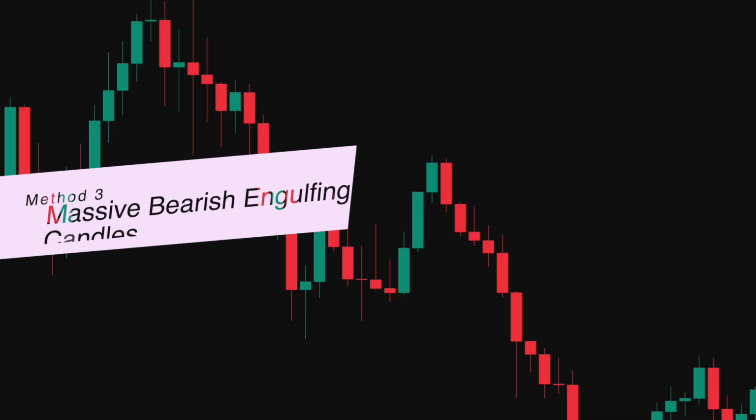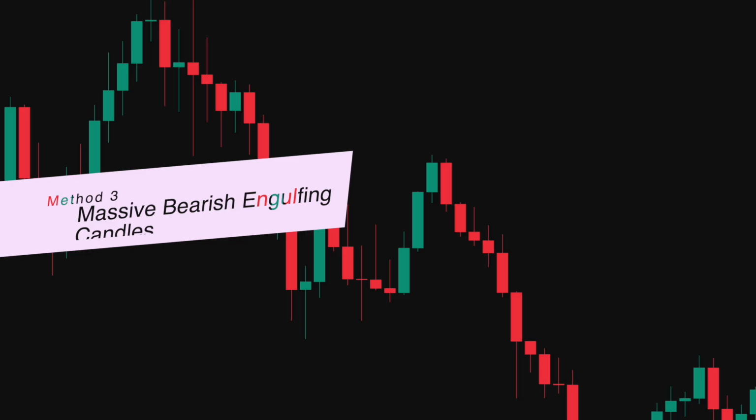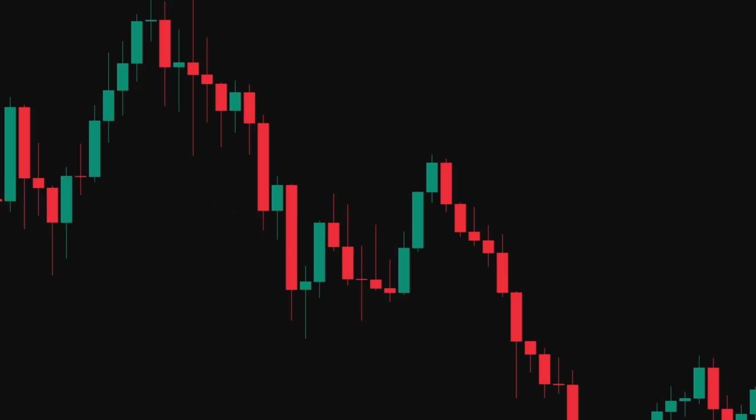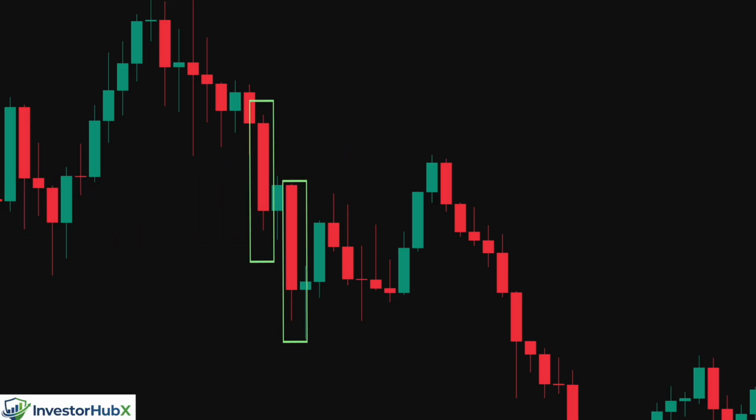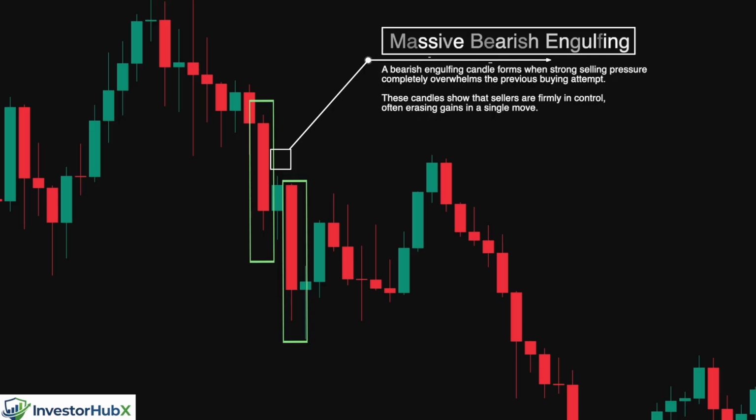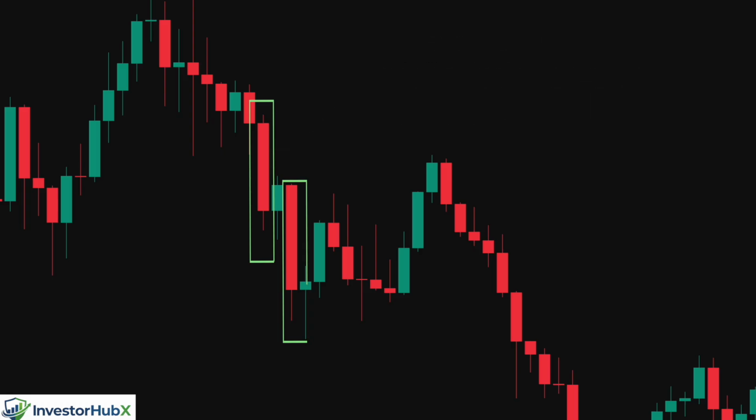Another clear way to confirm a bear market is the appearance of massive bearish engulfing candles. A bearish engulfing candle forms when strong selling pressure completely overwhelms the previous buying attempt. These candles show that sellers are firmly in control, often erasing gains in a single move. When bearish engulfing candles appear repeatedly, they confirm that bearish momentum is dominating the market.